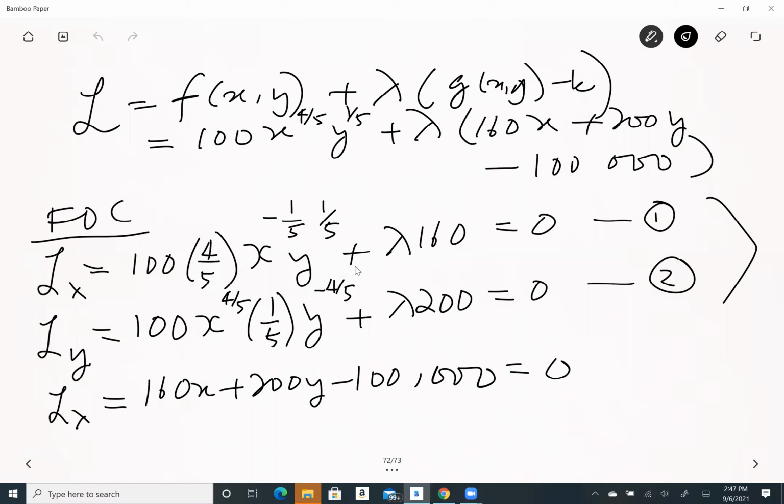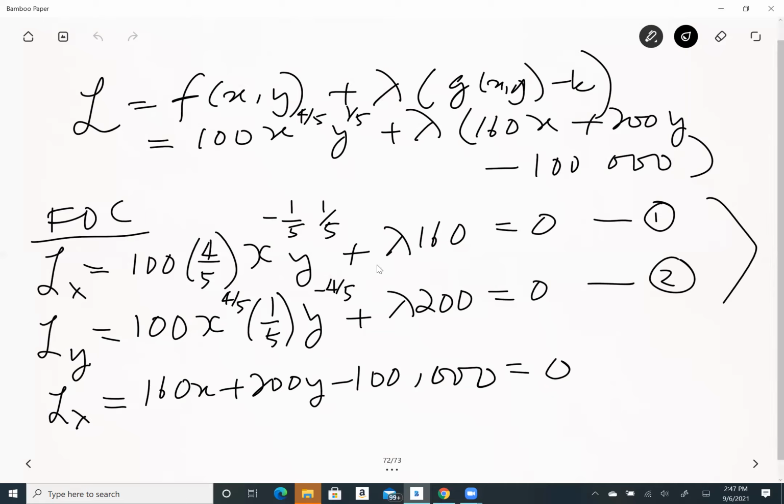So I want you to do this, all right? I want you to start with number 1. You write lambda in terms of x. What you get will be equal to the ratio. So let me do it. You do it now, okay? I also do it for you.